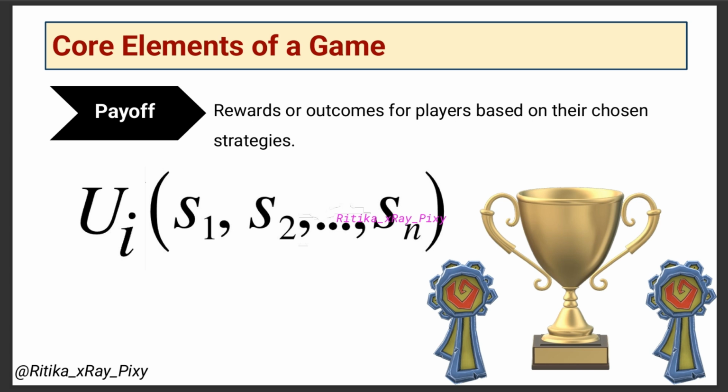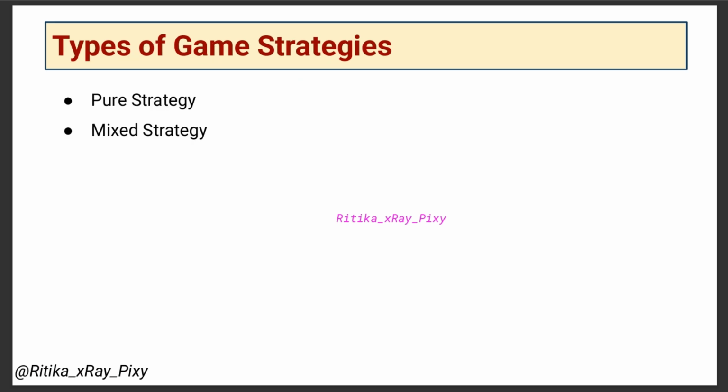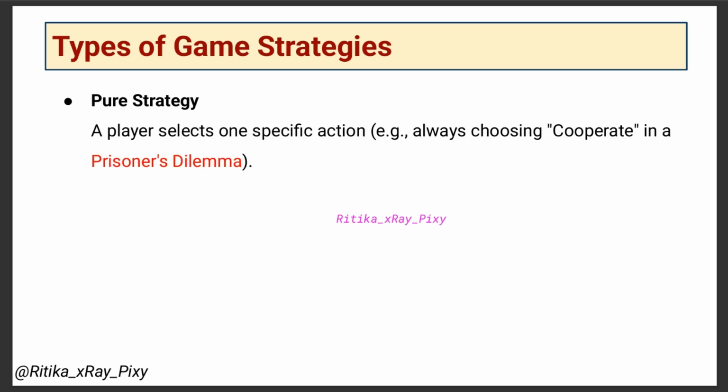and other players' logic, and this includes both parties' mutual awareness of the strategies, rewards, and reasoning, and some specific information may vary based on timing, visibility, and context of decisions. You can see we have different types of strategies, like the pure strategy. So first we have pure strategy. Here players select one specific action. For example, always choosing to cooperate in the prisoner's dilemma.